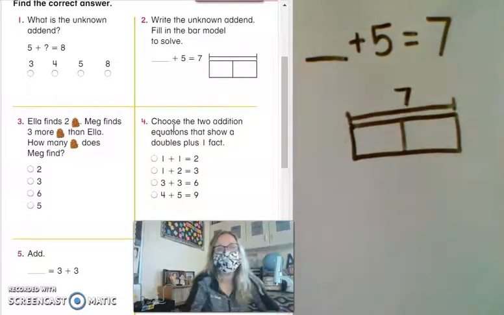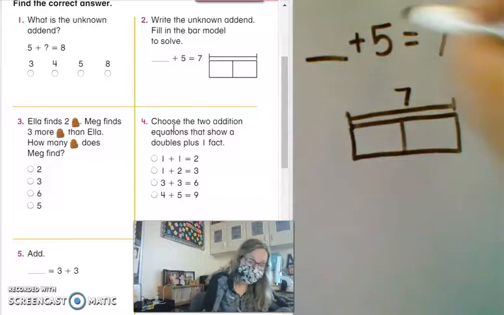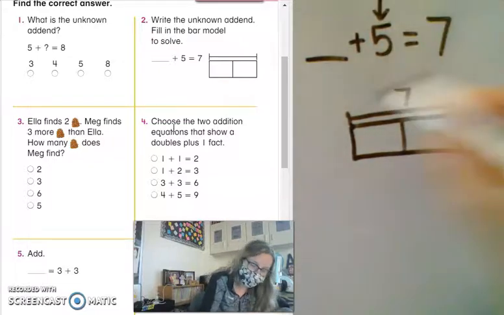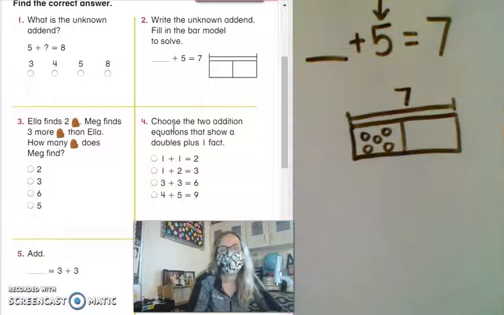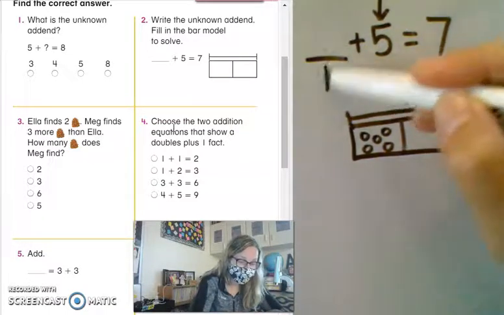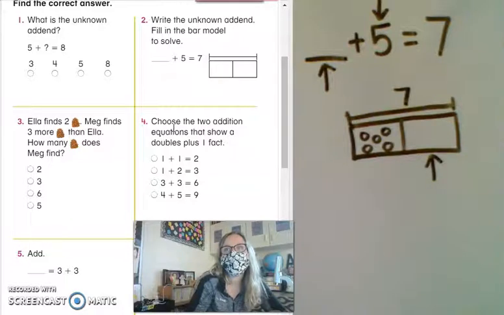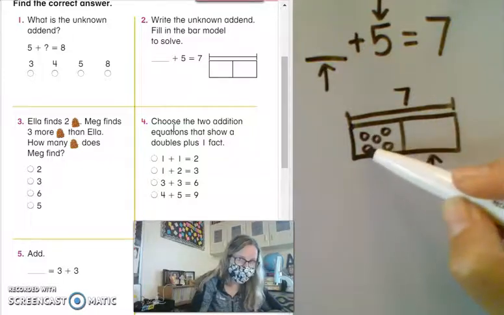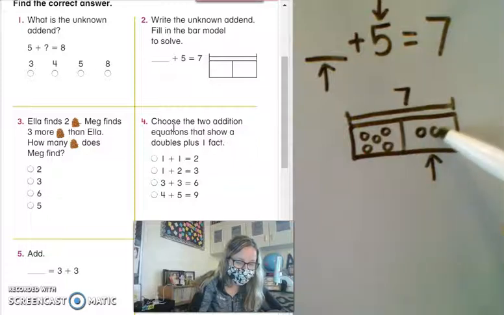You can draw a 7 right on that box because it says fill in the bar model. That's our whole, or our sum. And we know that one of our parts is 5. So we can put 1, 2, 3, 4, 5 for one of our parts. Now we have to solve for this missing number, which is what this box will tell us. So I need to get to 7, but I'm already at 5. So count with me. 1, 2, 3, 4, 5, 6, 7.